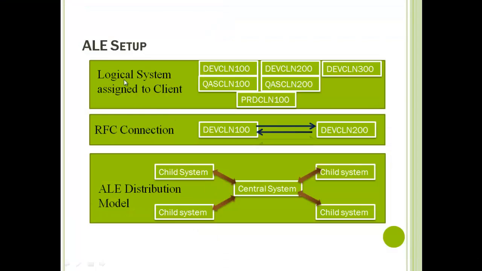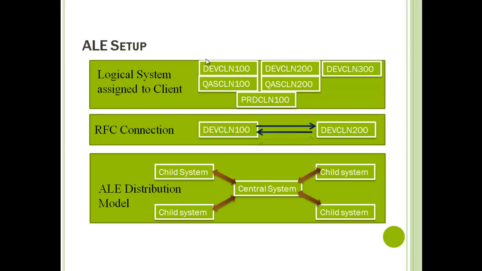So we have seen what the logical system is and how the logical system is assigned to the client. Each child system should be identified using a logical system name. That is, a unique identifier for each client in a respective system should be created and assigned to the specific client. That will be assigned using SCC4. The logical system will be created using the transaction SALE.